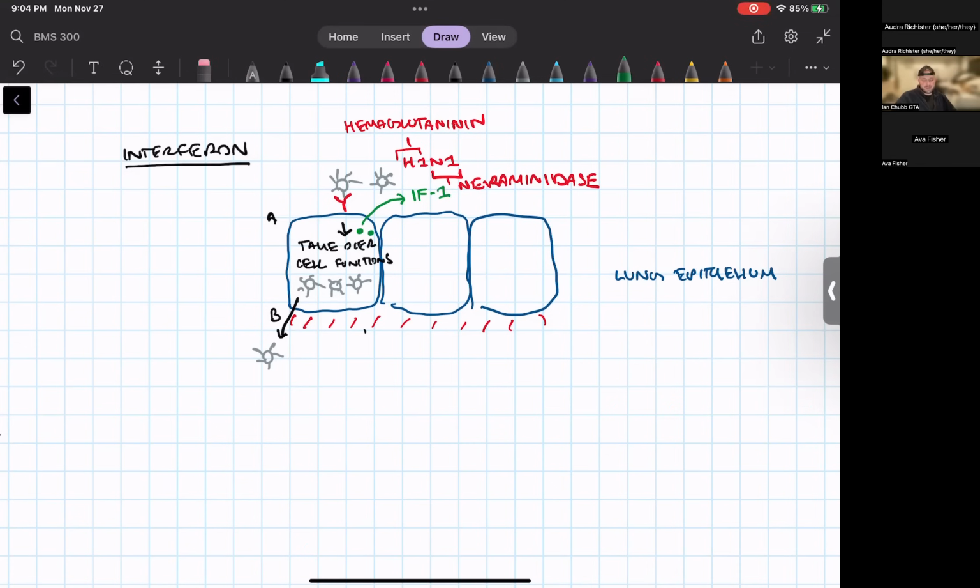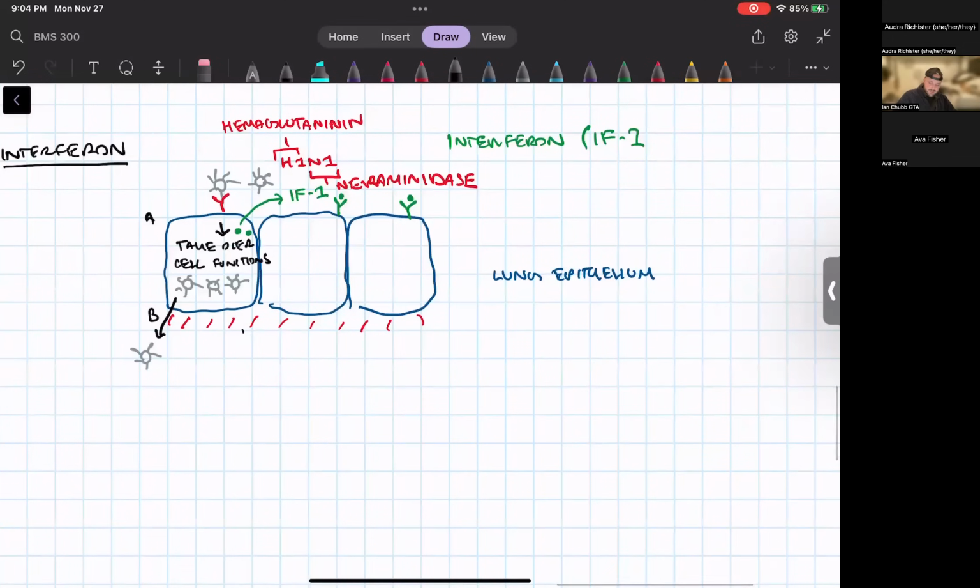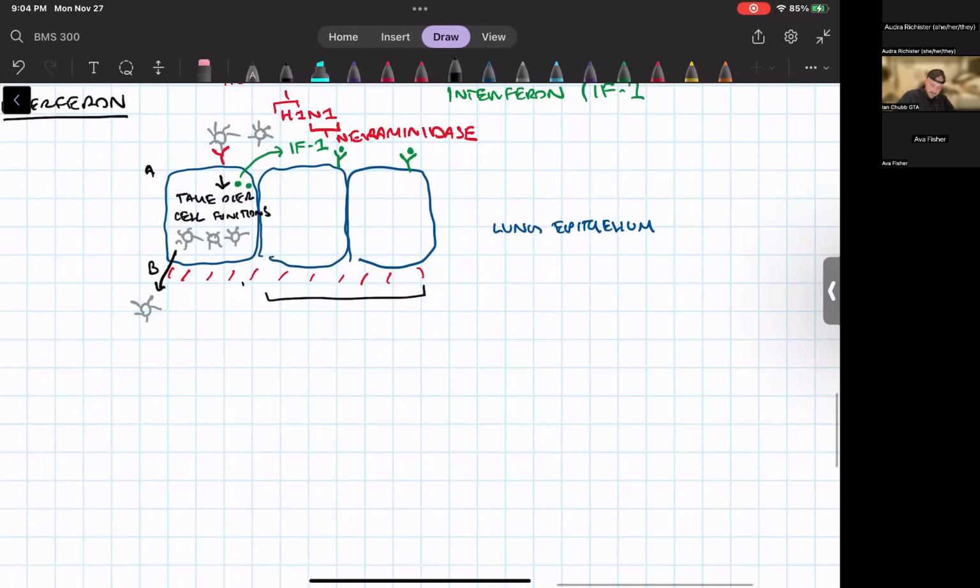I'm sorry, I like to use a lot of just abbreviations. So IF stands for interferon. I should really just write it out. Interferon, IF type 1. These will go to neighboring cells and find an interferon receptor, and it's going to tell this cell to do a few things, or these cells to do a few things.